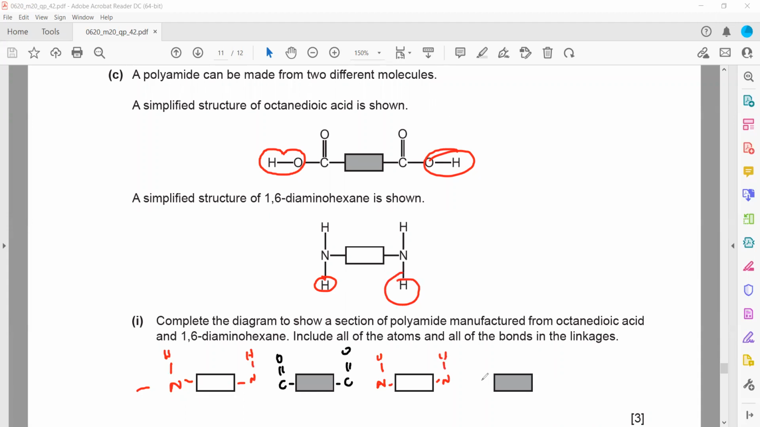Here carboxylic. And then they are linked with each other. And this will be the structure of nylon, which contains an amide, or we can also say peptide linkage.